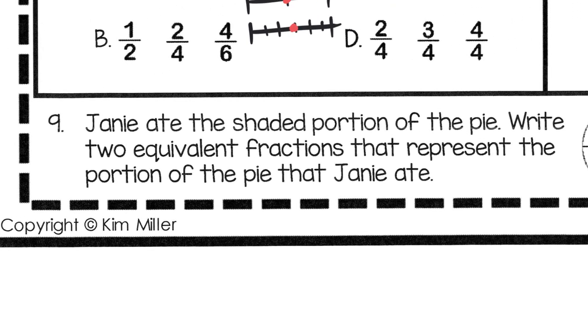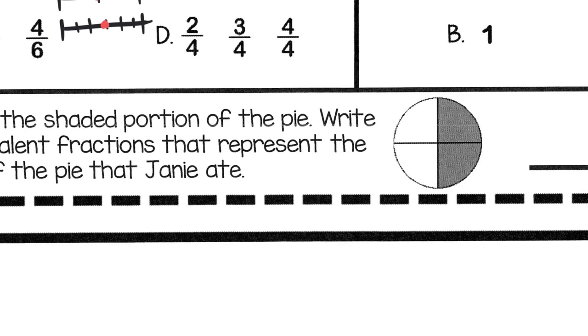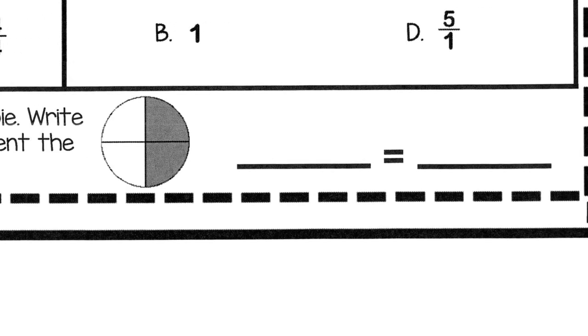Number 9. Janie ate the shaded portion of the pie. Write 2 equivalent fractions that represent the portion of pie that Jamie ate. Well, we know that she ate 2 out of the 4 pieces because there's 2 shaded in. There are 2 shaded in and there's 4 total. So I am going to write 2/4.